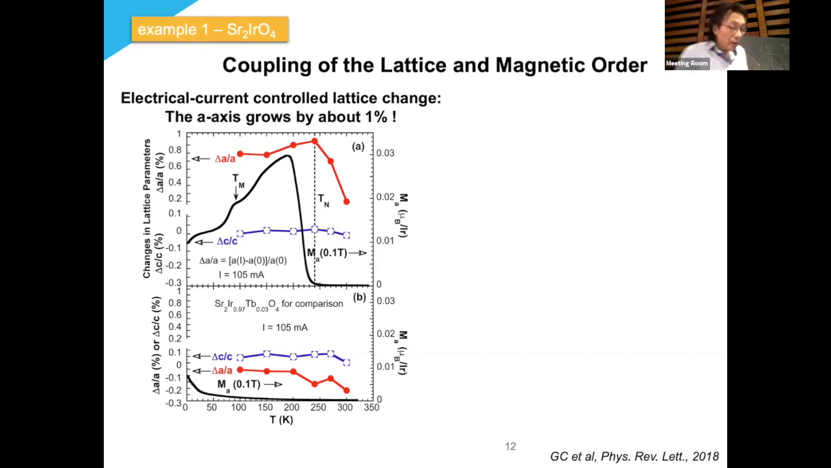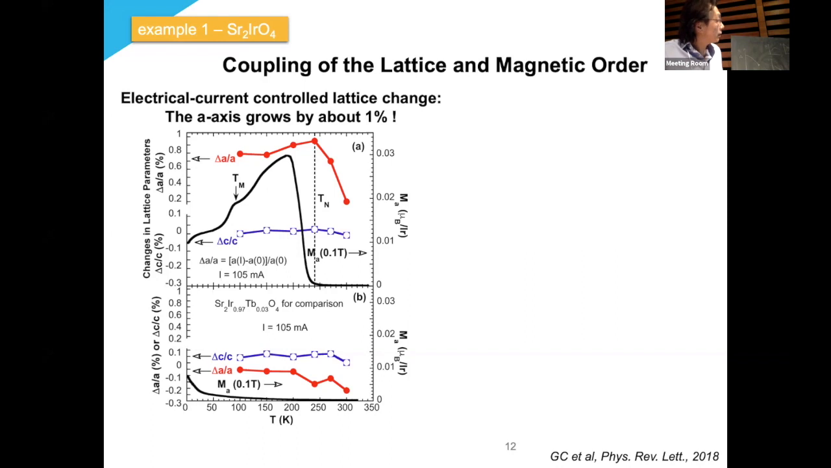Of course, we are mindful that whenever you apply current, heating is always an issue. So we want to make sure that this is not just due to self-heating. So we decided to try another compound. This compound has 3% terbium doped on the uranium sites. What this doping does is completely suppress the long-range magnetic order, and yet retain the insulating state and the crystal structure. So we did exactly the same measurements.